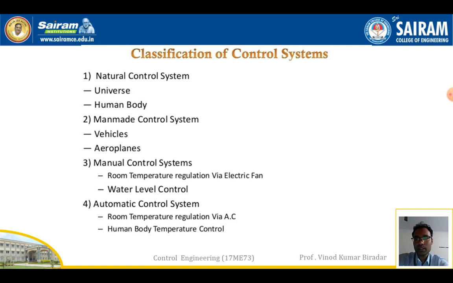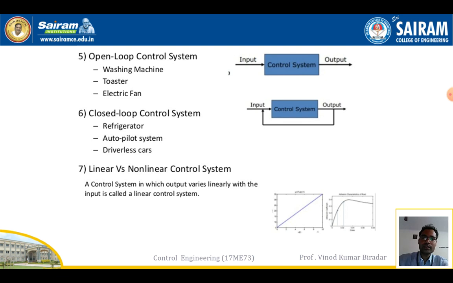Third one is the manual control system, for example room temperature regulation via an electric fan, and the water level control system. The automatic control system is again divided into two: room temperature regulation and human body temperature. Next, fifth one, open loop control system and closed loop control system.